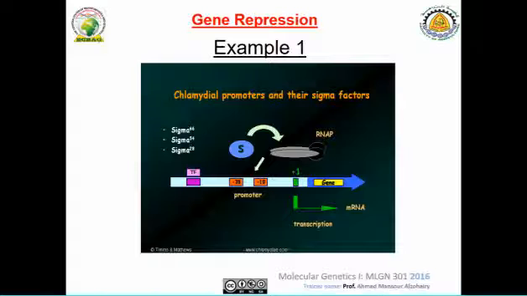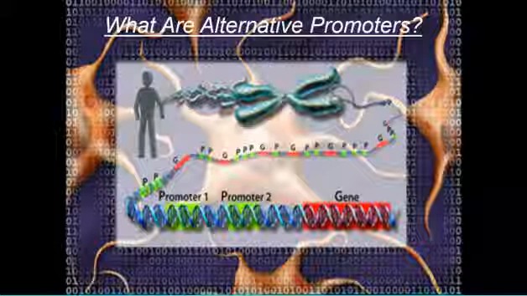This is another example, a bacterial promoter and its sigma factor. You can see that the gene always starts at plus 1, and before that there is the promoter region, minus 10 to minus 35, as we said, the core promoter, and we have other elements like the CAT box and TATA box, as we saw in the last picture. Before that, of course, we have the part where the transcription factors bind to the DNA.